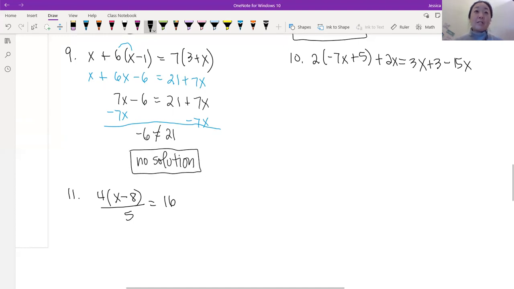Now, if the answer was like 21 is equal to 21, then we know, oh, infinitely many solutions. But in this case, all my x's cancel out and I got just numbers. This is what happened. All right, and let's try number 10 now. 10 looks daunting, but it's not bad. You just take it step by step.